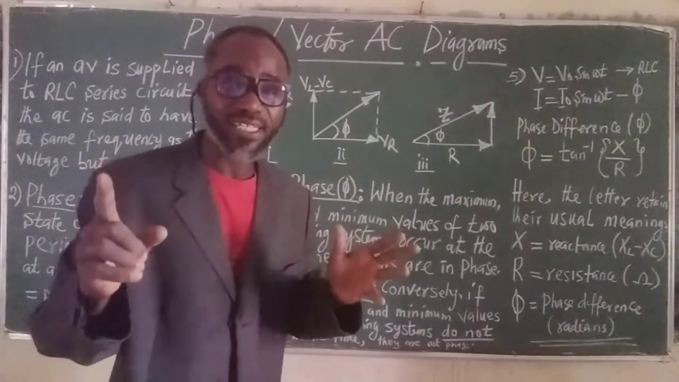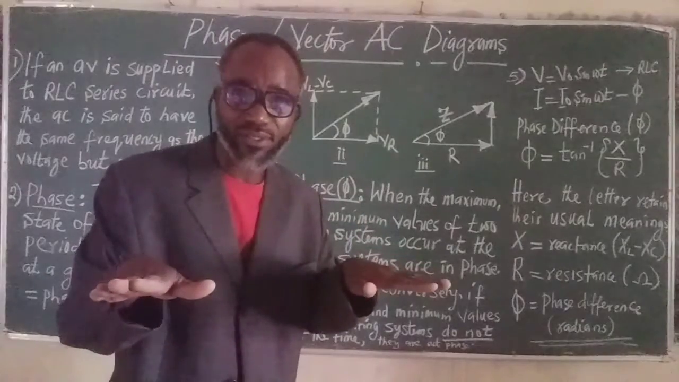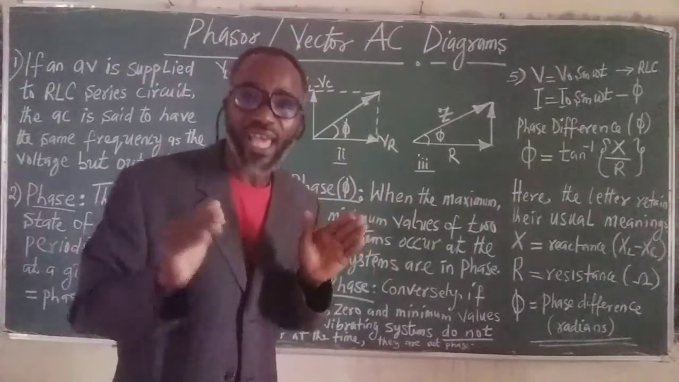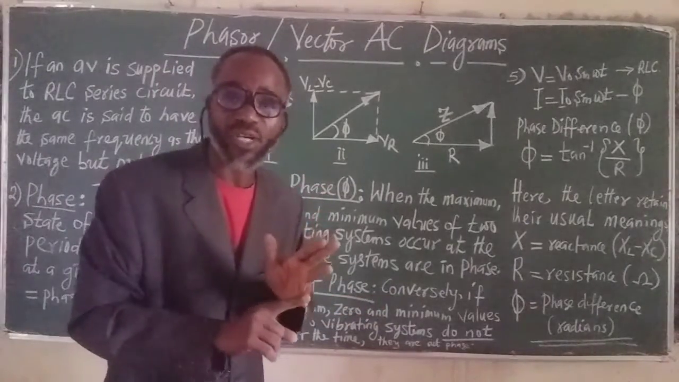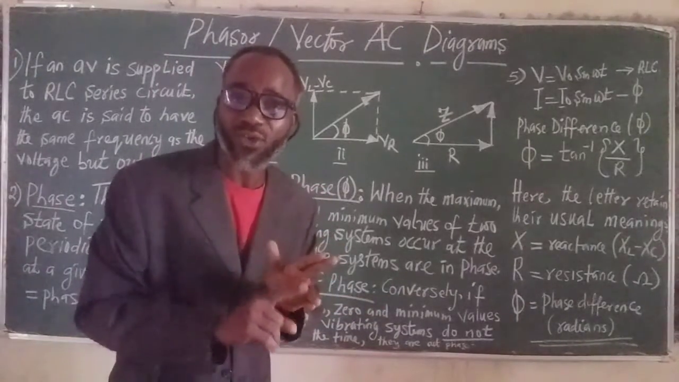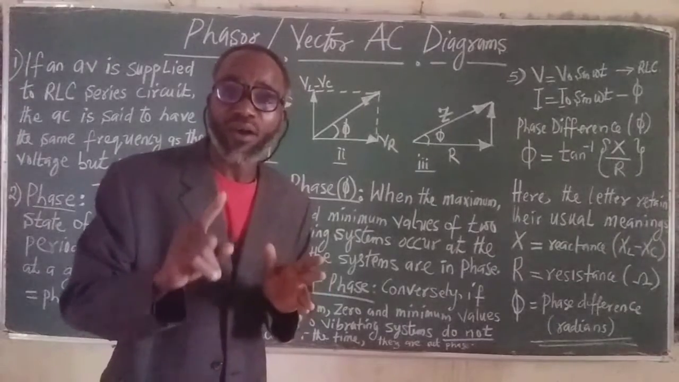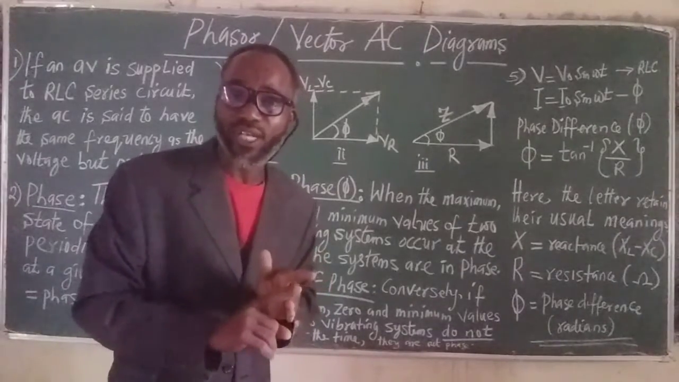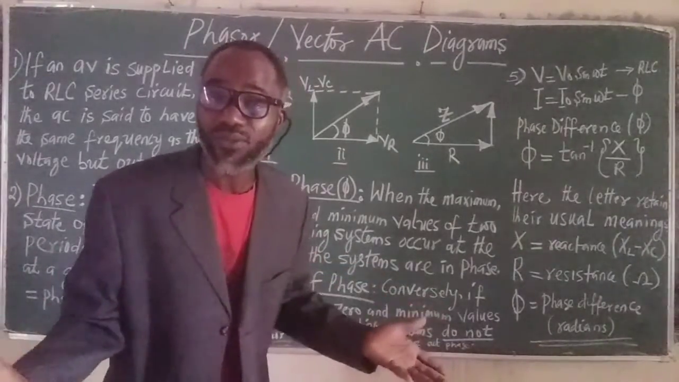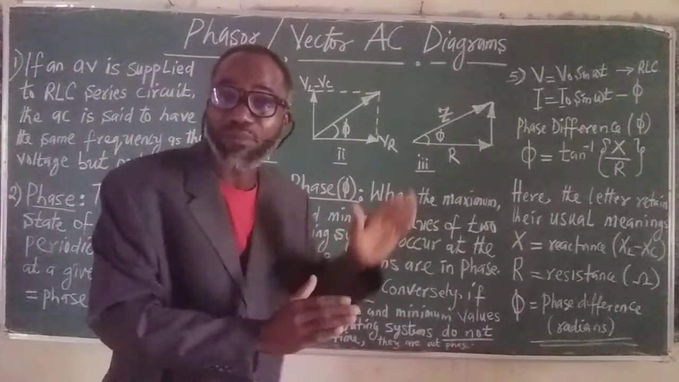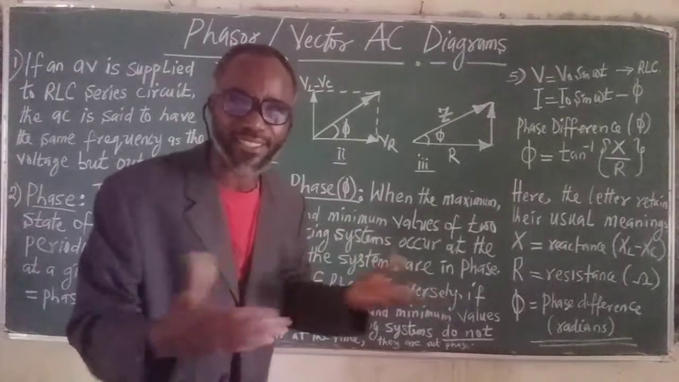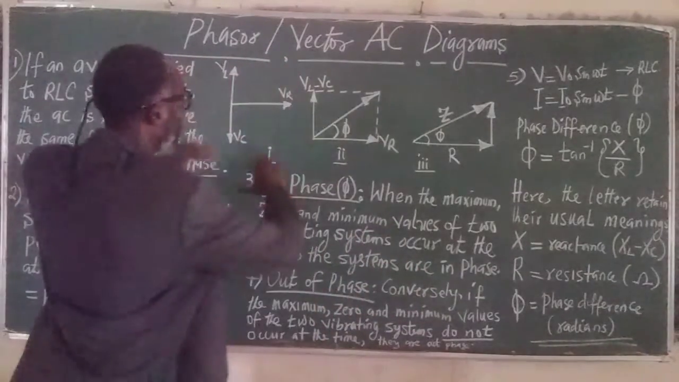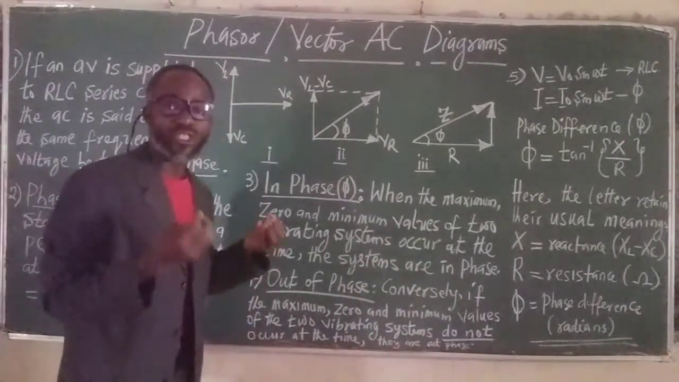We have learned the basic concepts of what an RLC circuit is all about, when a resistor is connected, when a capacitor is connected, and when an inductor is connected, respectively. What happens? We have learned all that in my previous videos. So today we are going to see the analysis involved in analyzing each of these components.